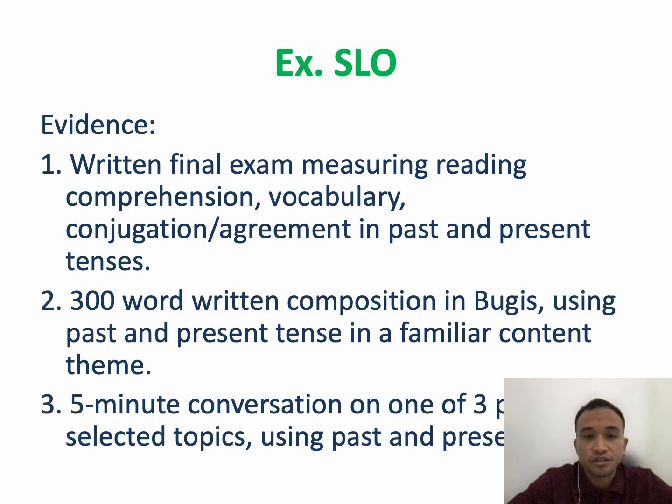So what would you do here? Probably you design three pieces of evidence to assess each of the constructs: reading, writing and speaking. This is really about ensuring the ability to make valid inferences. First, a written final exam measuring reading comprehension, vocabulary, conjugation, agreement, and the past and present tenses. Second, a 300-word writing composition in Bugis using the past and present tense on a family-related topic. Third, a 5-minute conversation on three selected topics using past and present tense.